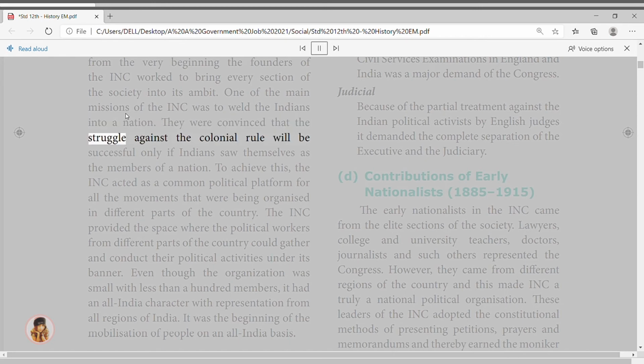They were convinced that the struggle against the colonial rule will be successful only if Indians saw themselves as the members of a nation. To achieve this, the INC acted as a common political platform for all the movements that were being organized in different parts of the country. The INC provided the space where the political workers from different parts of the country could gather and conduct their political activities under its banner. Even though the organization was small with less than 100 members, it had an all-India character with representation from all regions of India. It was the beginning of the mobilization of people on an all-India basis.